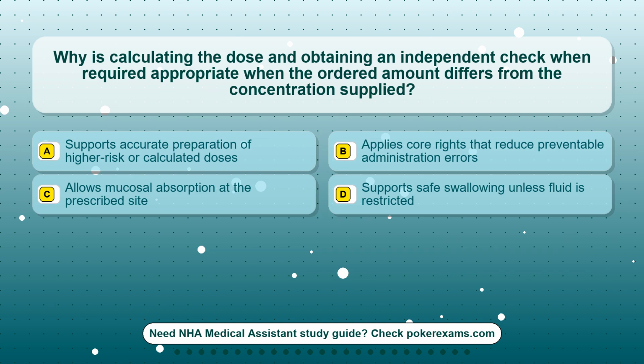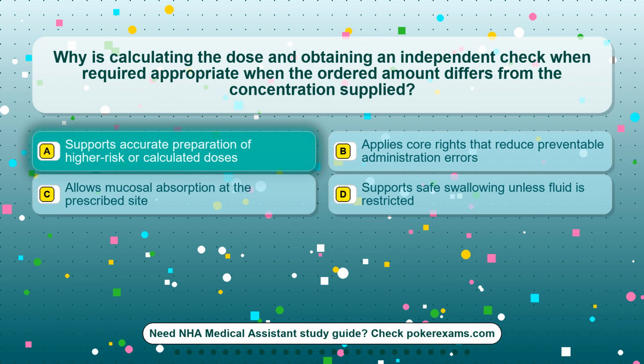Question 22. Why is calculating the dose and obtaining an independent check when required appropriate when the ordered amount differs from the concentration supplied? Option A. Supports accurate preparation of higher-risk or calculated doses. Option B. Applies core rights that reduce preventable administration errors. Option C. Allows mucosal absorption at the prescribed site. Option D. Supports safe swallowing when fluid is not restricted.